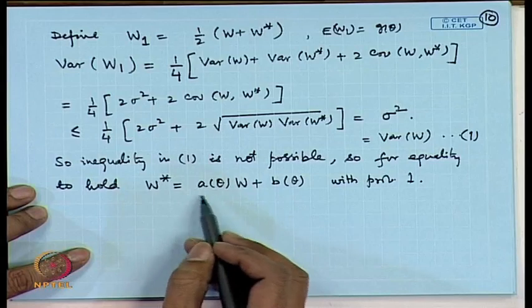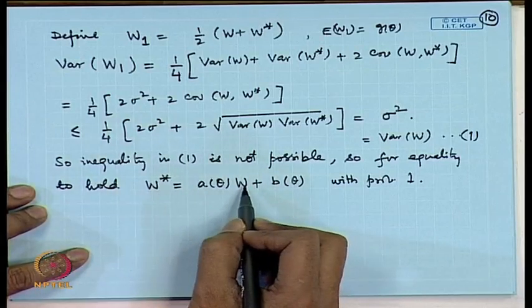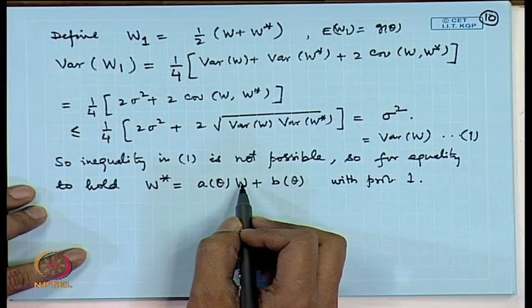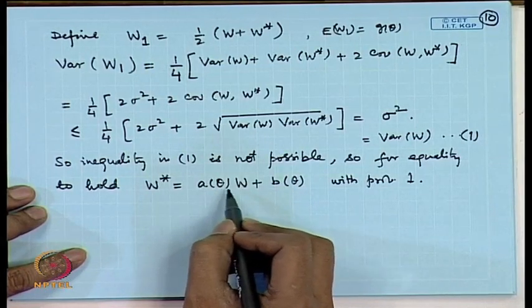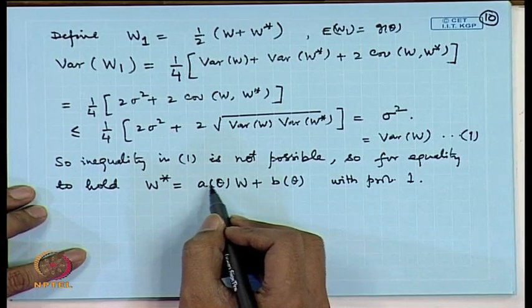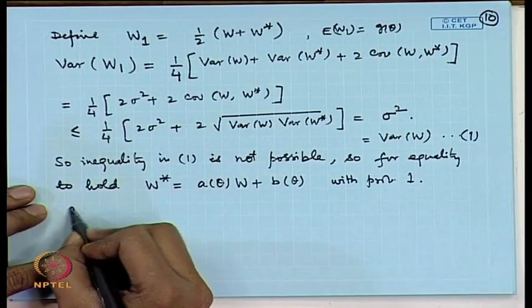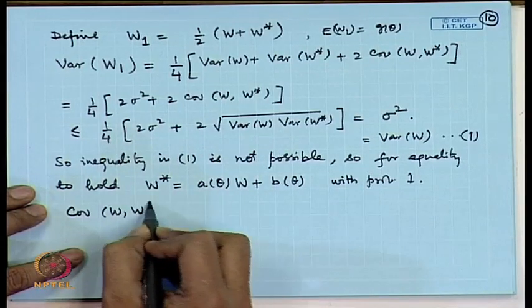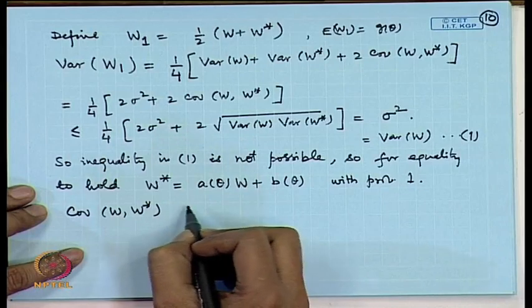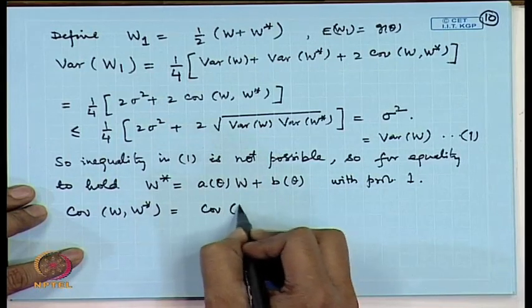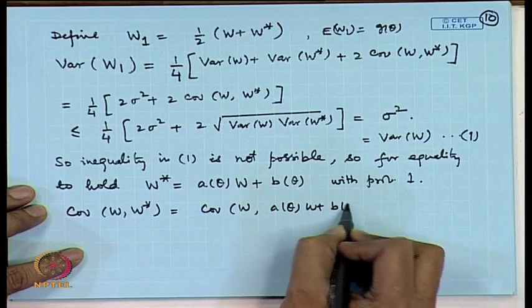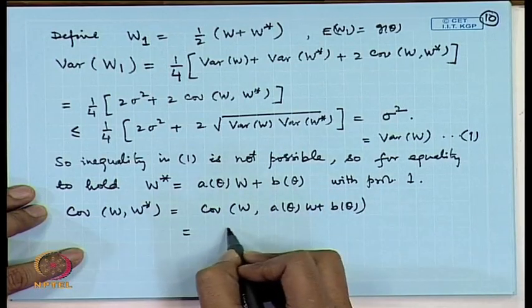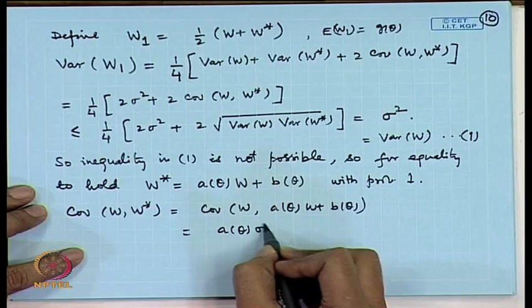Now, once again you have unbiasedness. So, if you are saying unbiasedness, then what should be the condition here? And also if I look at say covariance here between W and W star, then that is equal to covariance between W and A theta W plus B theta. So, that is equal to A theta into sigma square.